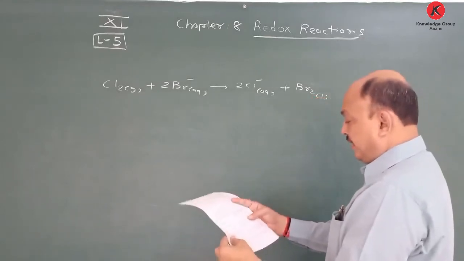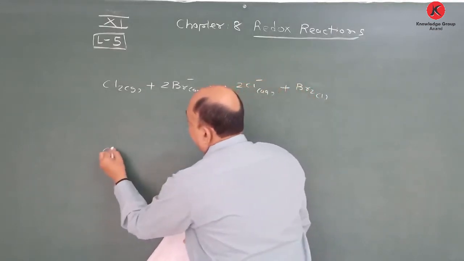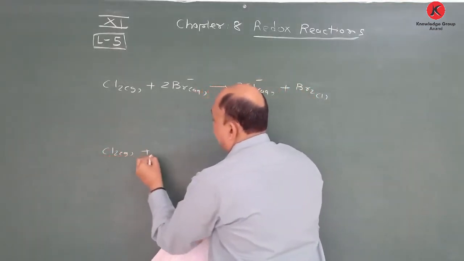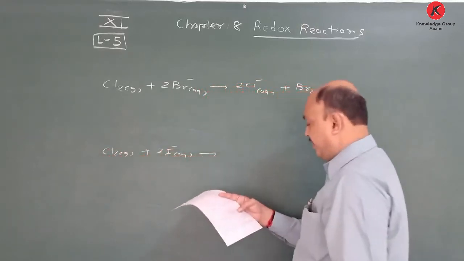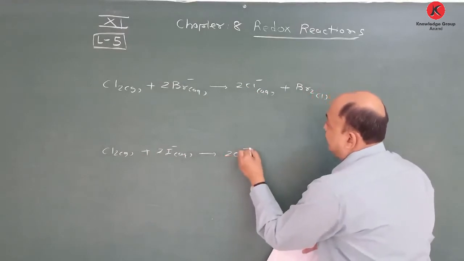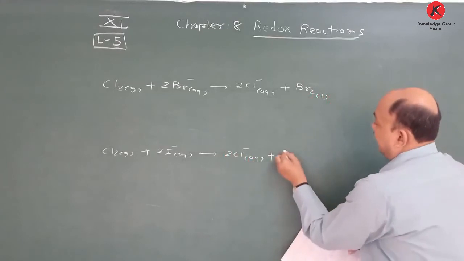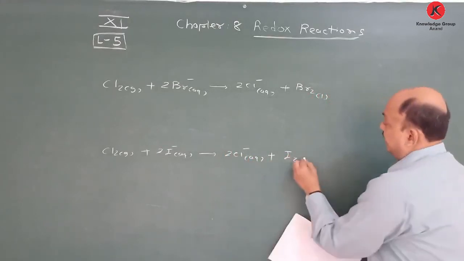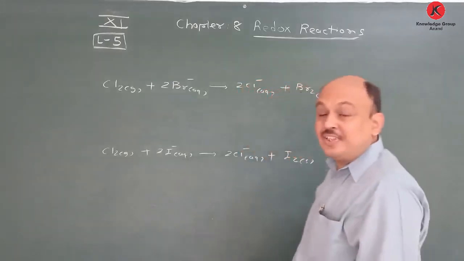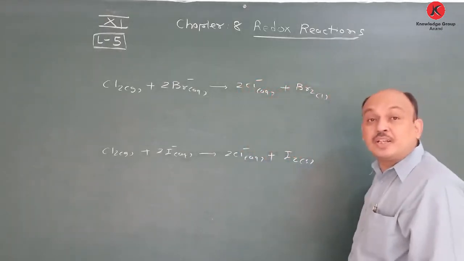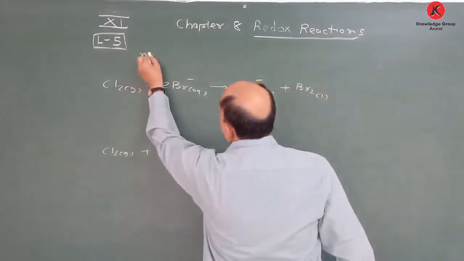Here, another example is also there. Cl2 gas plus 2I minus aqueous is converted into 2Cl minus aqueous plus I2 in solid form. So here, just see how we can say which one undergoes oxidation reaction and which one undergoes reduction reaction. And this is considered as non-metal displacement.